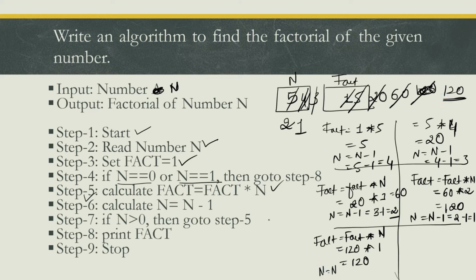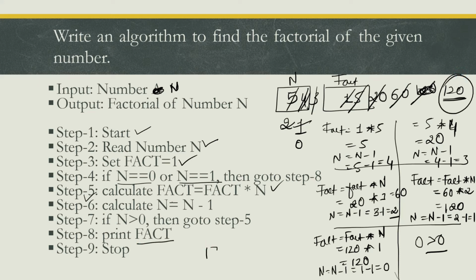N is equal to n minus 1. What is the value of n? It is 1 minus 1, 0. Now the value of n is 0. You have to check this condition. N is greater than 0. 0 is greater than 0, which is false. Then you have to execute this step number 8. What is step number 8? Print fact. What is the value of fact?